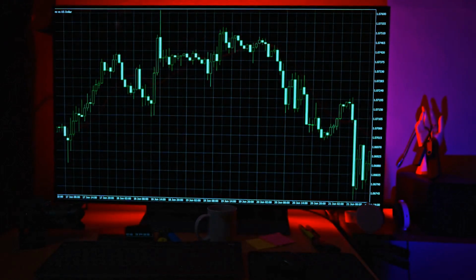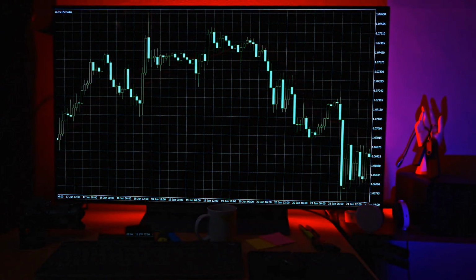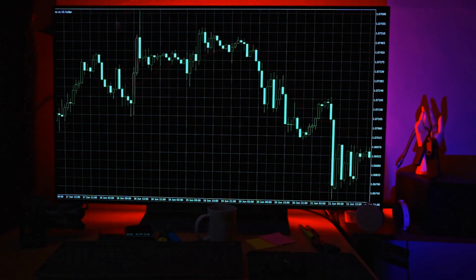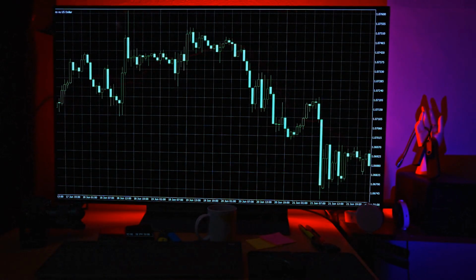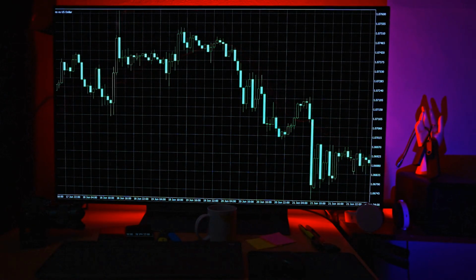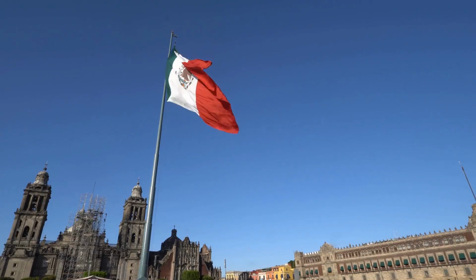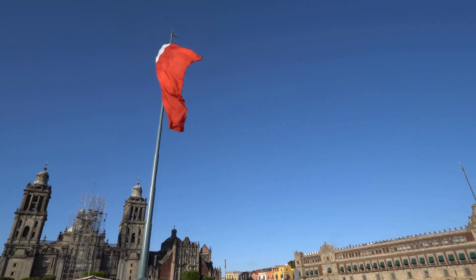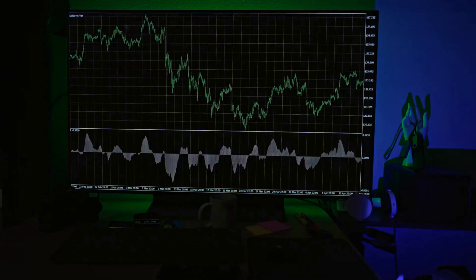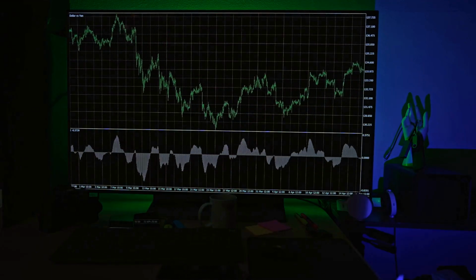Bond yields are the pulse of the global financial system, and for Forex traders, they are the single most reliable leading indicator of currency strength. When you trade currencies, you are essentially trading the relative health of two economies, and nothing reflects that health more directly than the interest rates on their government debt. The yield on a bond is simply the return an investor gets for lending money to a government, and that return is priced by the market every single second.